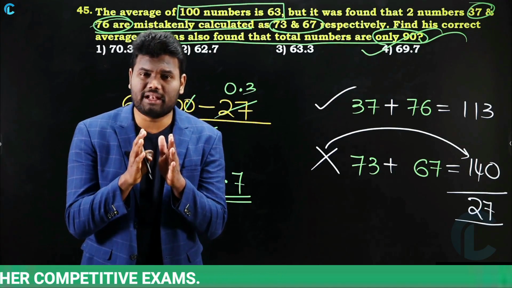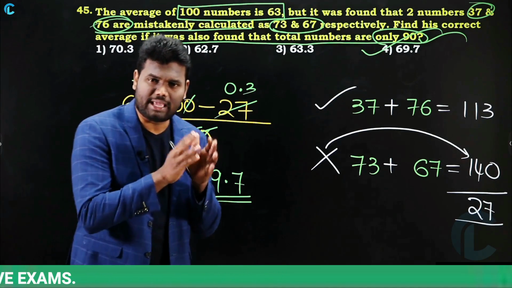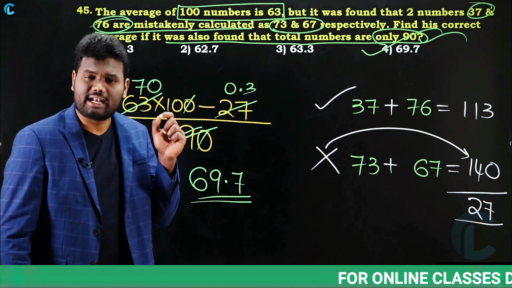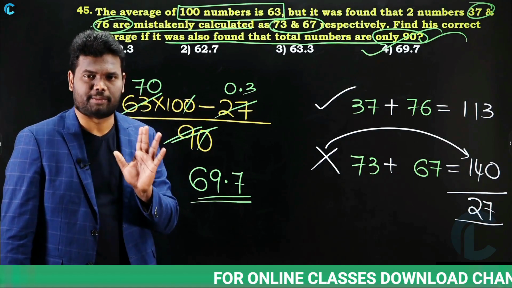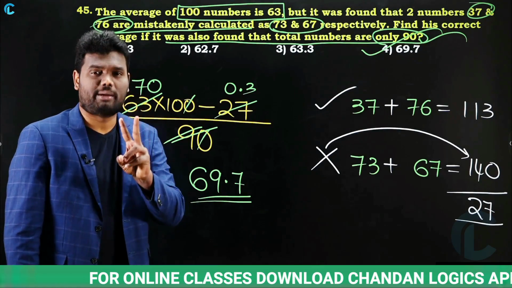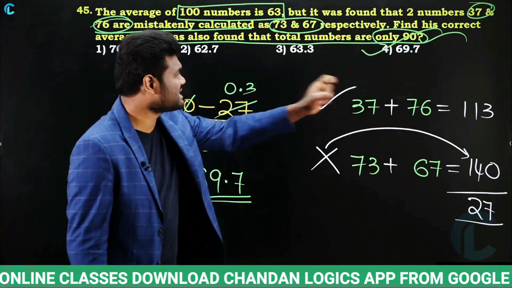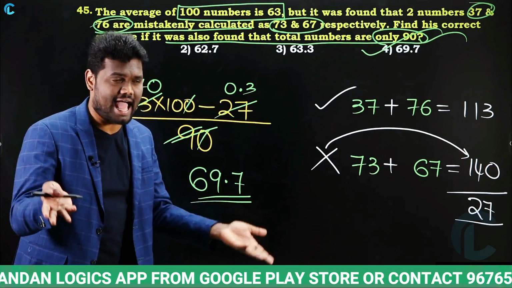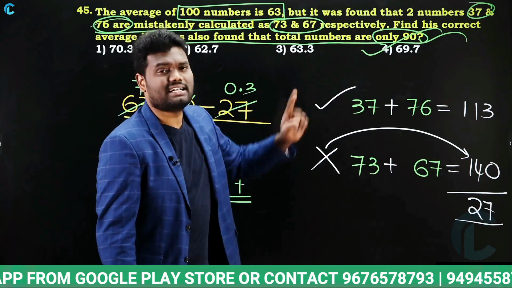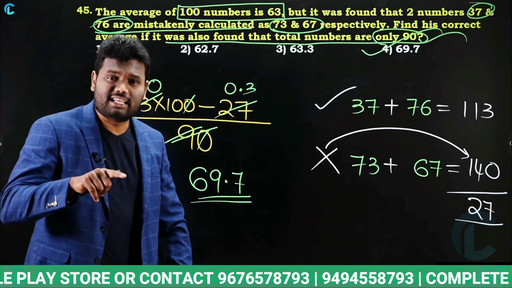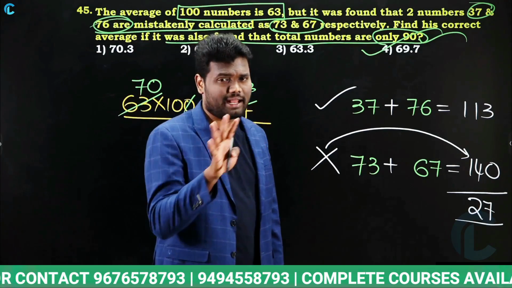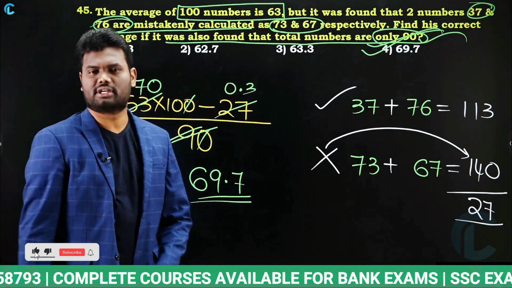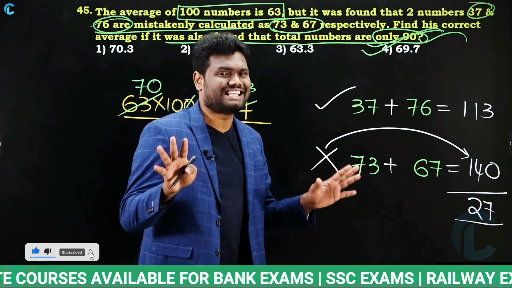Okay, very simple. I am going to repeat it one more time. Observe here carefully. The question was mentioning that there are 100 numbers, average is 63. But what happened? Two numbers, 37 and 76, are mistakenly taken as 73 and 67, and they are saying that the numbers are not 100 numbers, there are only 90 numbers. What is the correct average? That is the question. The procedure is the same.